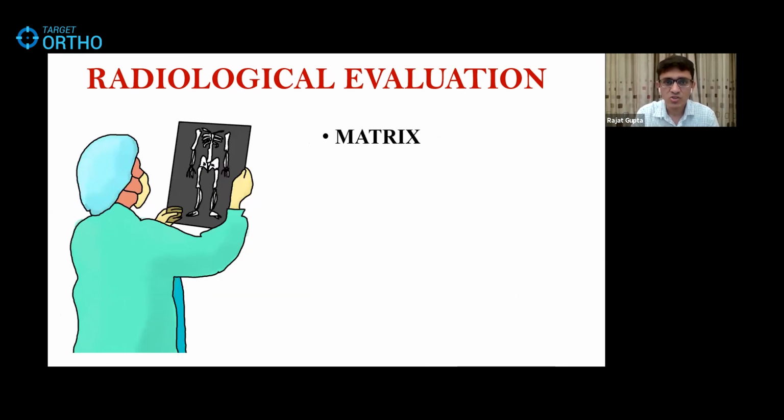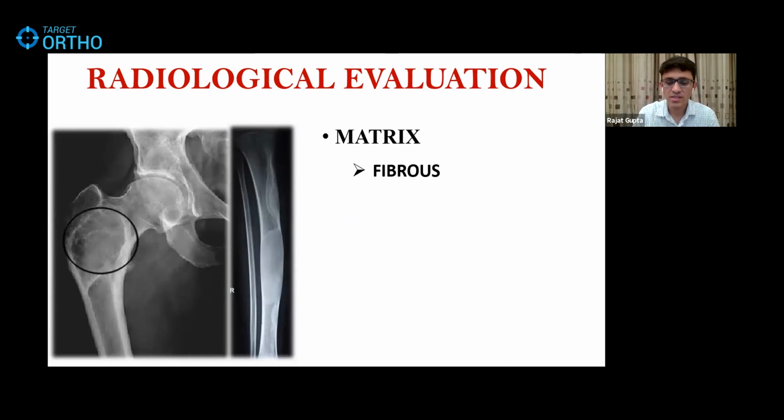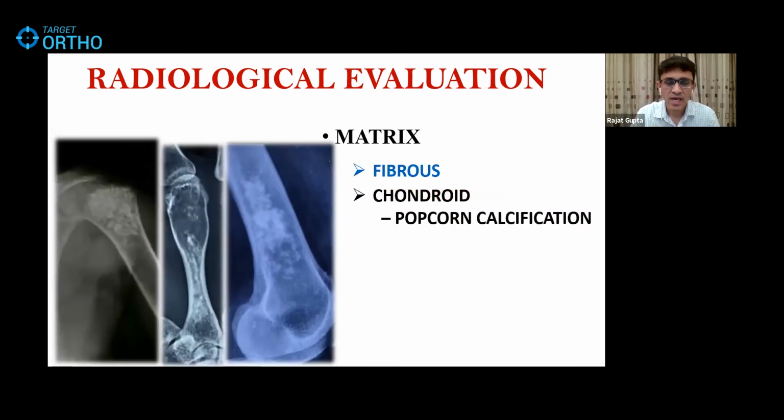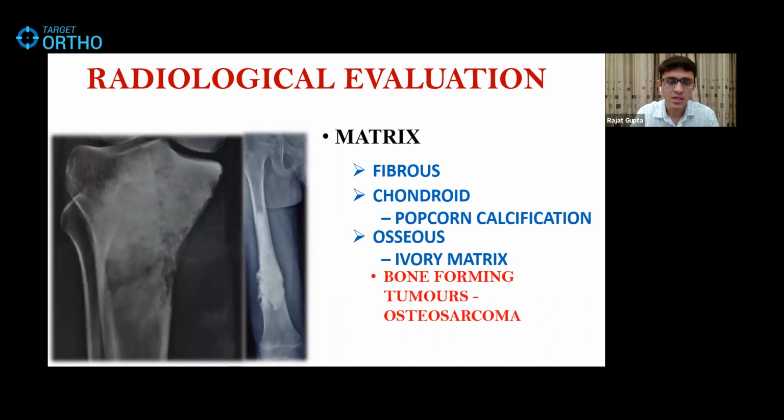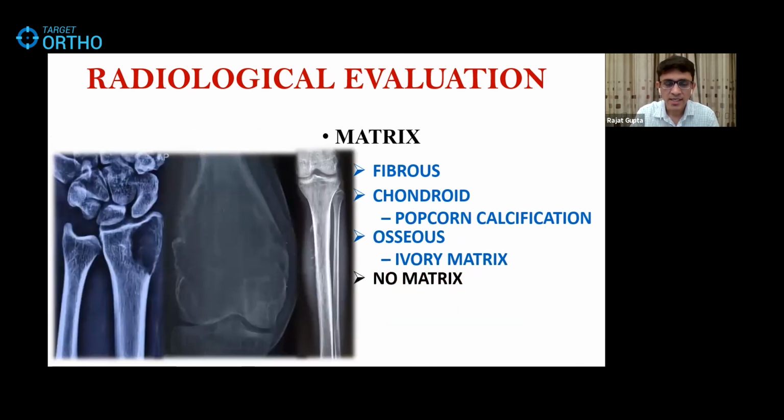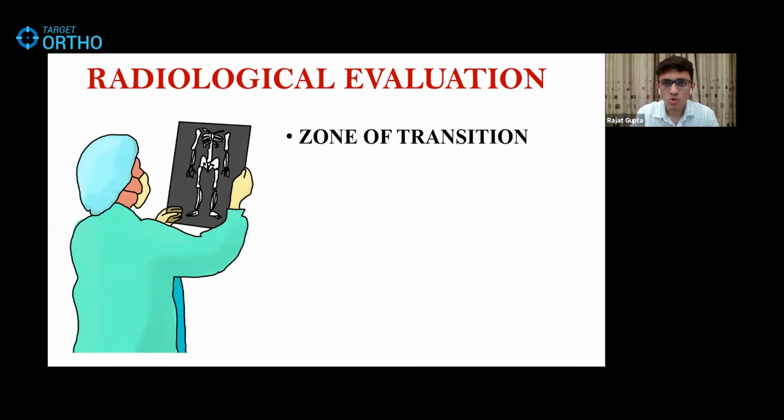And next is the matrix of the tumor. Matrix means what is the content of the tumor inside. So we could have a fibrous kind of a matrix like the ground glass seen typically in fibrous dysplasia. Or we could have a popcorn kind of calcification, typically seen in chondroid lesions, be it enchondroma or chondrosarcoma, I mean the chondroid tumors or cartilaginous tumors. Then we have an osseous or ivory matrix, typically seen in bone-forming tumors like osteosarcoma. And then we have tumors which have no matrix, which include giant cell tumor, epidermoid bone cyst, Ewing sarcoma, and so on. Next comes the zone of transition.